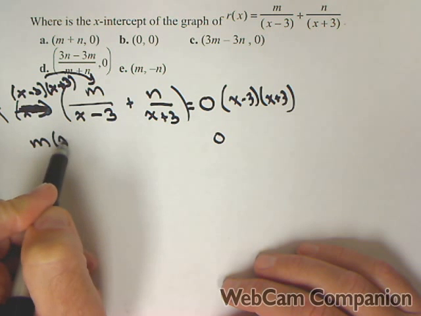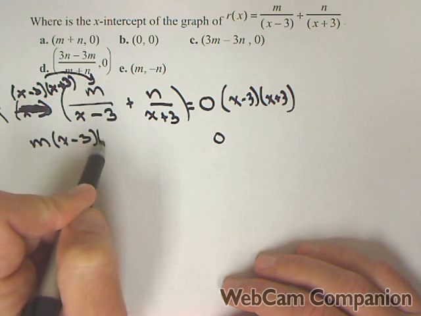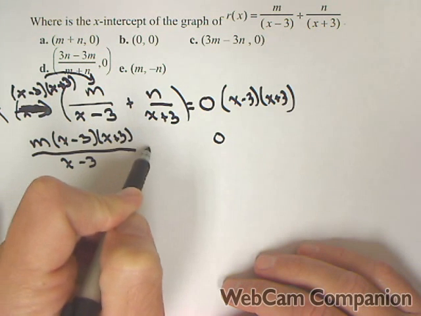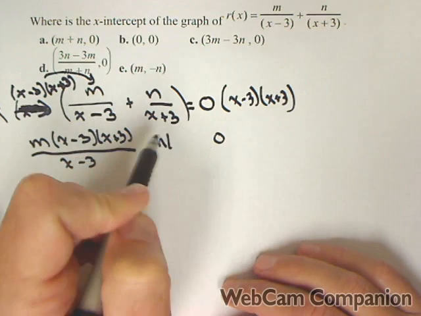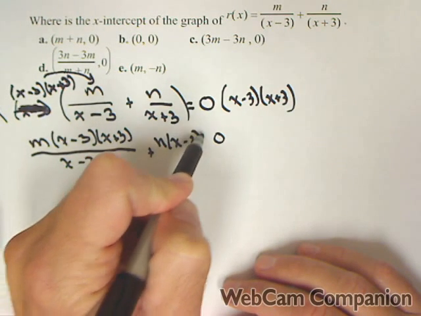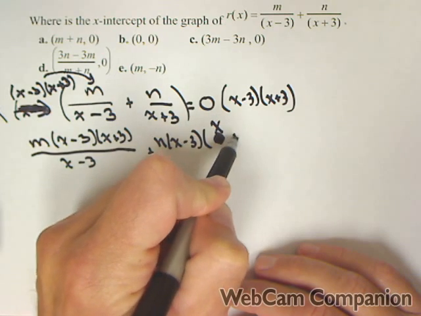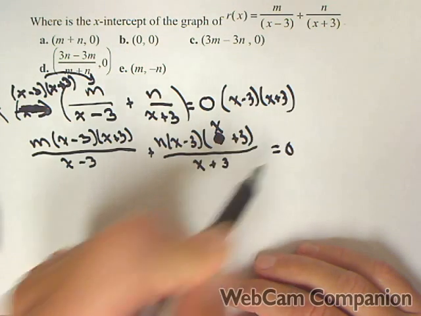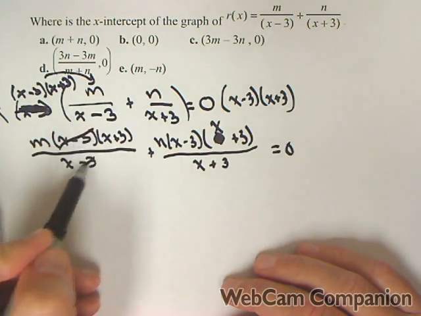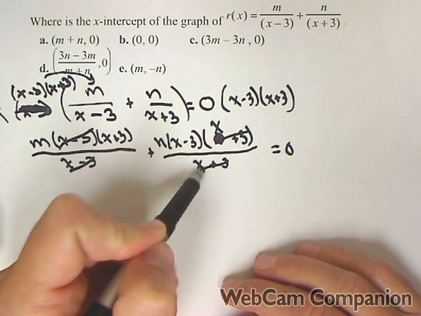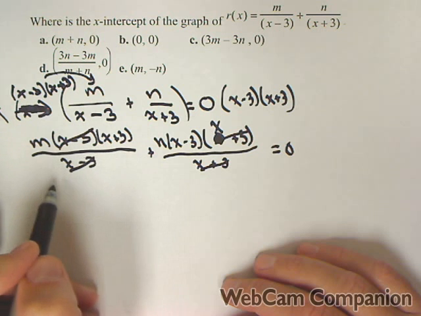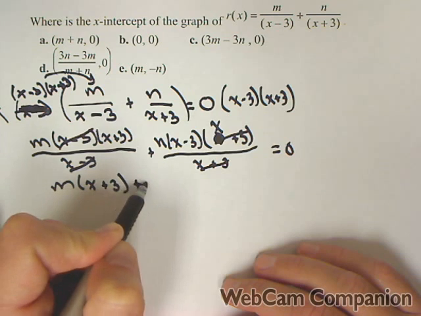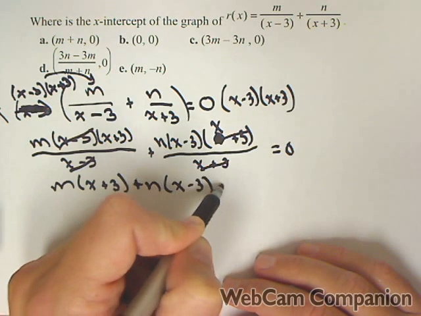We're going to have m times x minus 3 times x plus 3 over x minus 3 plus n times x minus 3 times x plus 3 over x plus 3. You got to remember to distribute that to both pieces. But here's what works out nice. The x minus 3's cancel. The x plus 3's cancel. So I have m times x plus 3 plus n times x minus 3 equals 0.